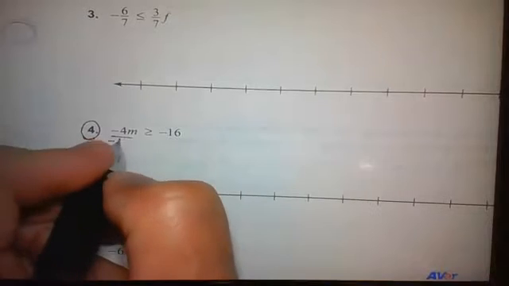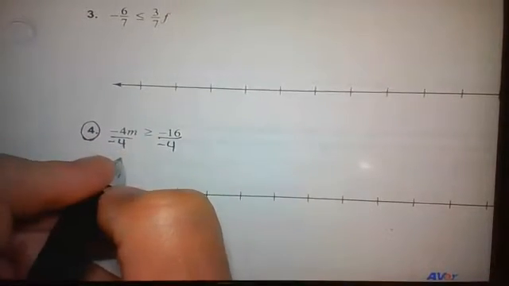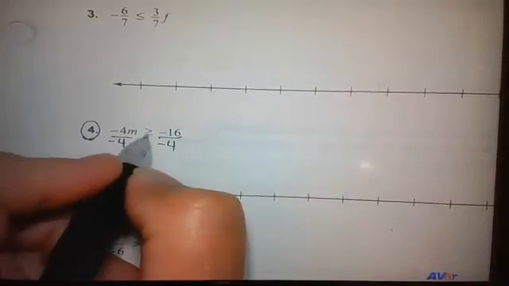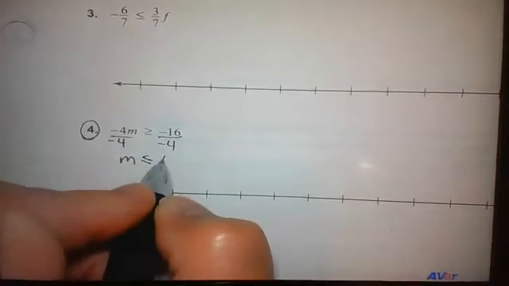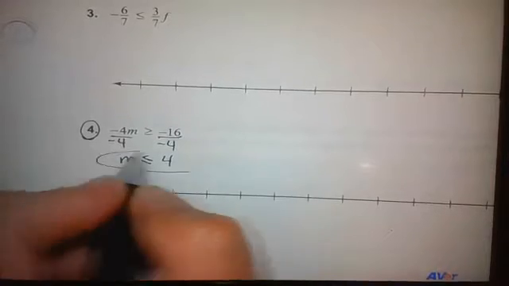Number 4, red alert. Do you remember that? Remember red alert? I multiply or divide by a negative, so I flip-a-rooney the inequality. 16 divided by 4 is 4, negative divided by negative is positive, so here's my final answer.